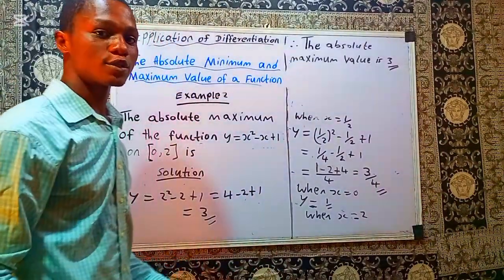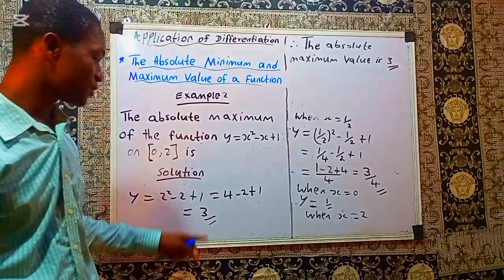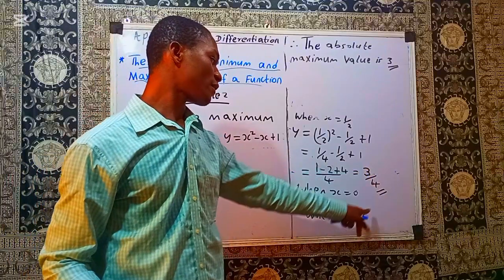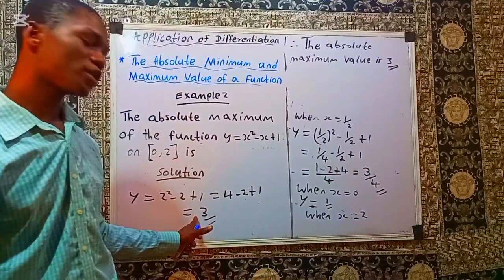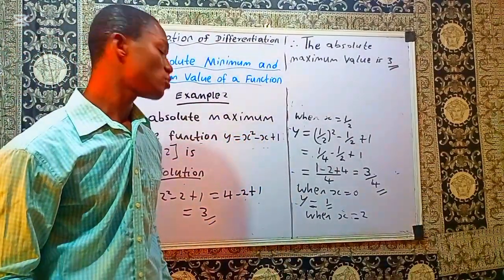So from what we got, we noticed that 3 is the biggest. If you compare 3 and 3 over 4 and 1, 3 is the biggest. So 3 is now the absolute maximum value of this function on this very interval.